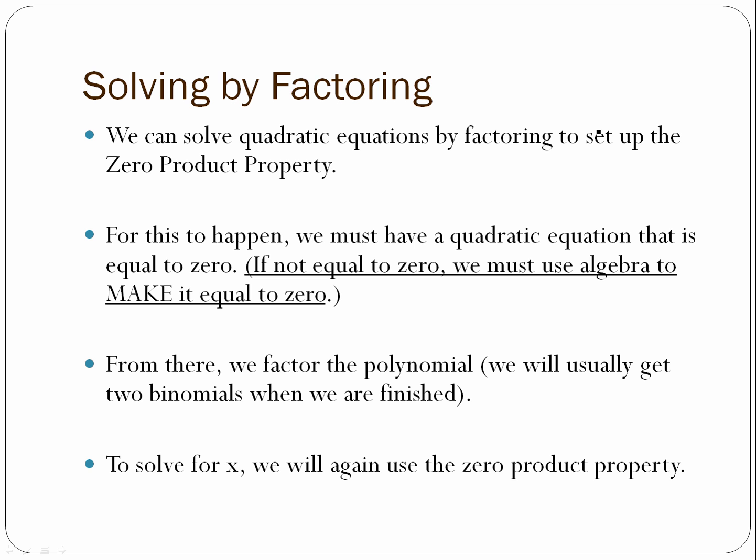So this is kind of a checklist on how to use the factoring method to solve quadratics. But in order to use that zero product property, we have to factor. We have to get to two binomials. For this to happen, we must have a quadratic equation that is equal to zero. And what that means is one side of the equation has to be zero. If it's not, then we have to use algebra to make it equal to zero. And we'll have an example problem where you'll get to see that. From there, we factor the polynomial like we did last chapter in hopes of getting those two binomials, and then at the end, we can use that zero product property to solve for x.